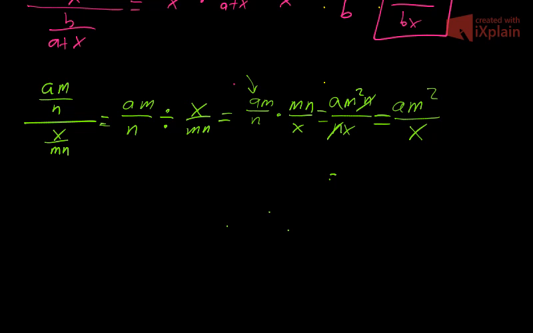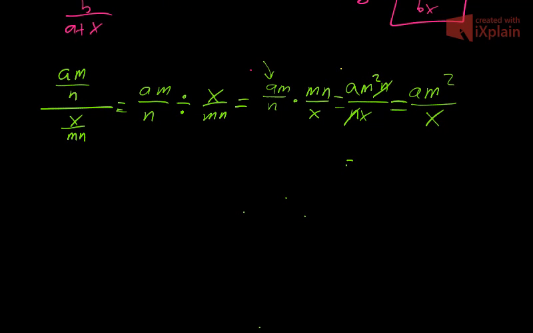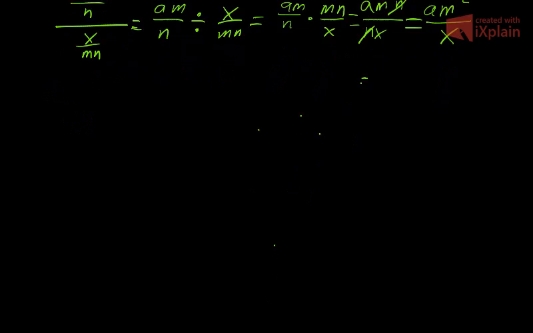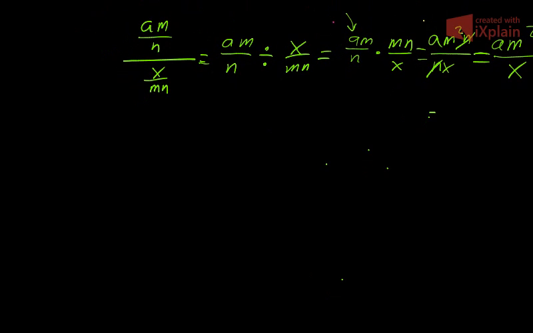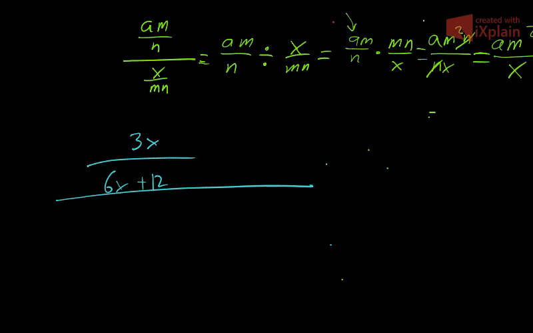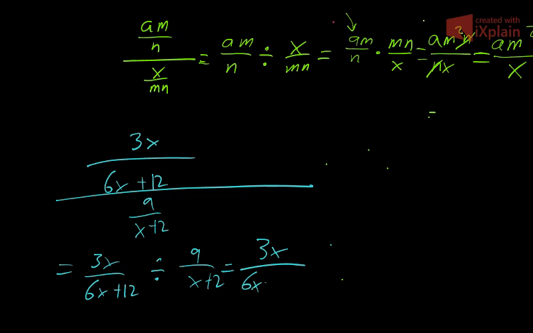So we'll try one more. That's going to need some factoring, and then we will be good to go. So let's look at it. I lied, there's two more I want to get to, looking at my sheet here. The first one is going to be 3x over 6x plus 12 divided by 9 over x plus 2. That's going to be the same as 3x over 6x plus 12 times x plus 2 over 9.